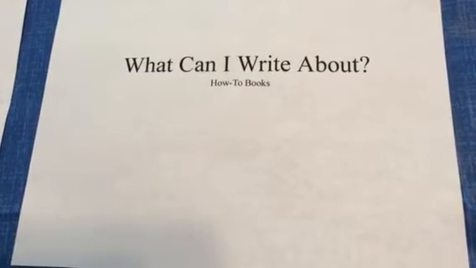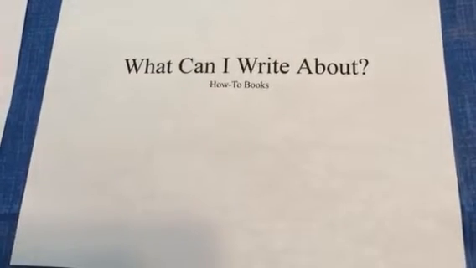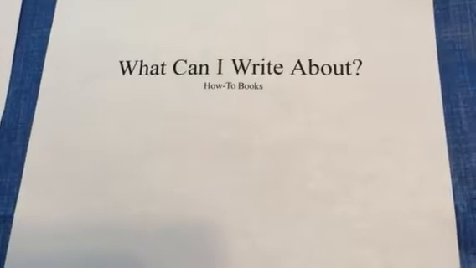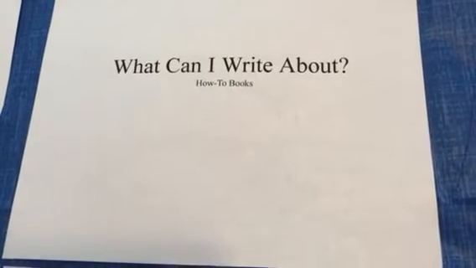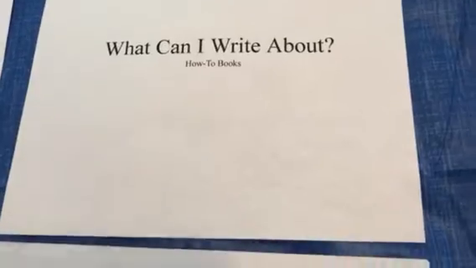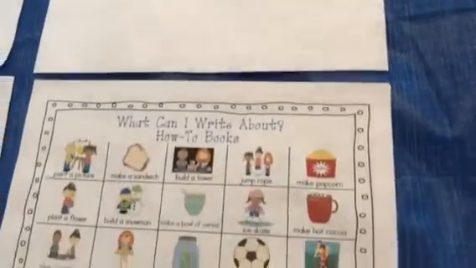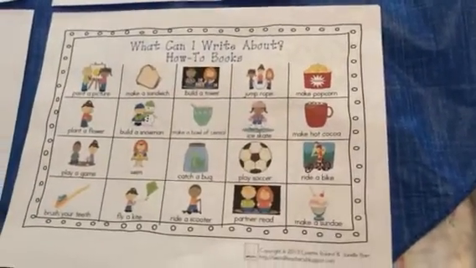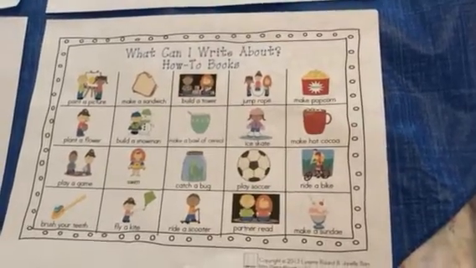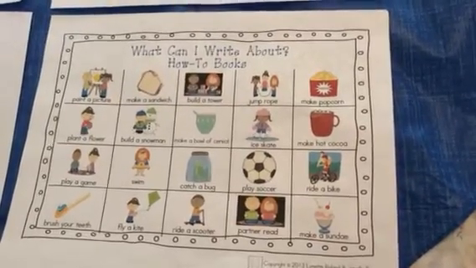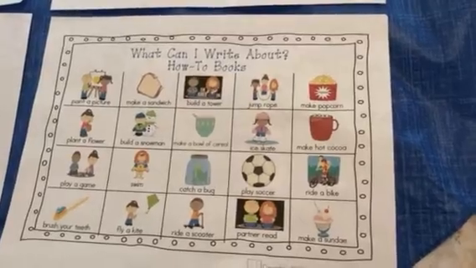Today we're going to revisit our how-to writings. Remember, a how-to is something that we can teach others. How can you choose what to write about for your how-to? Well, you brainstorm. First, you should brainstorm things that you know how to do that you could teach others.